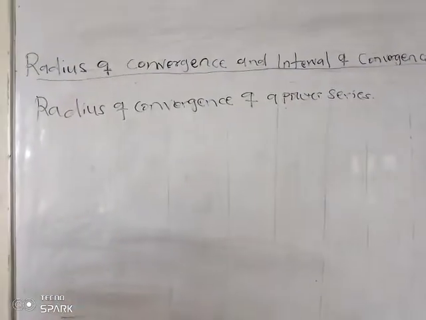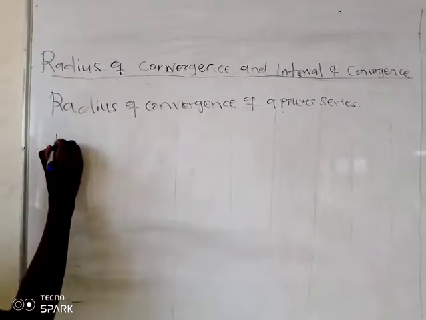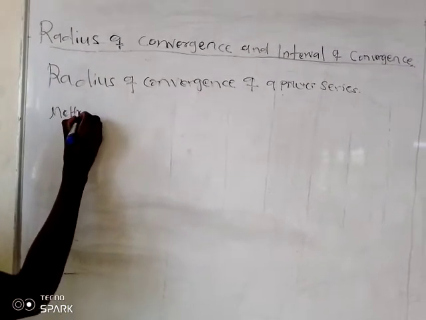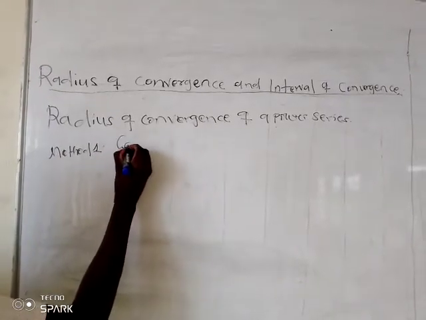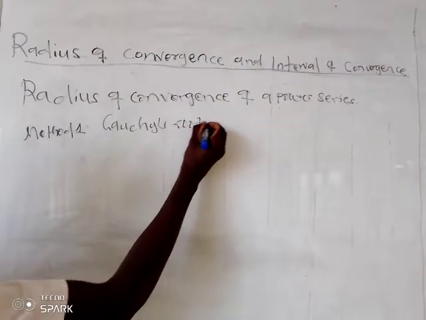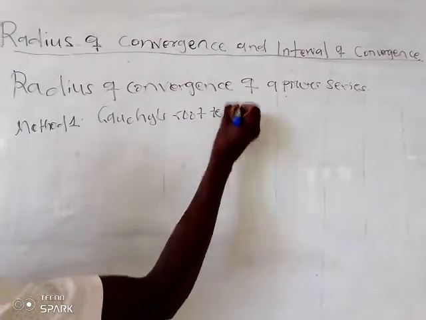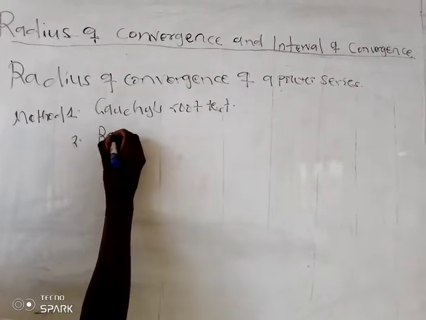In finding the radius of convergence of a power series, we are going to employ two methods. Method one, we shall use what we call Cauchy's root test. And method two, we are going to use the ratio test.